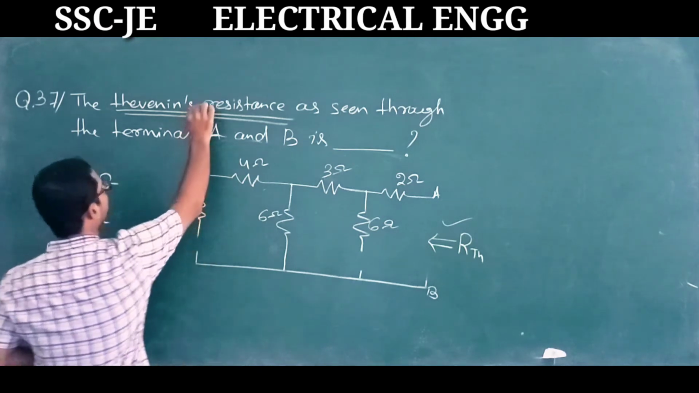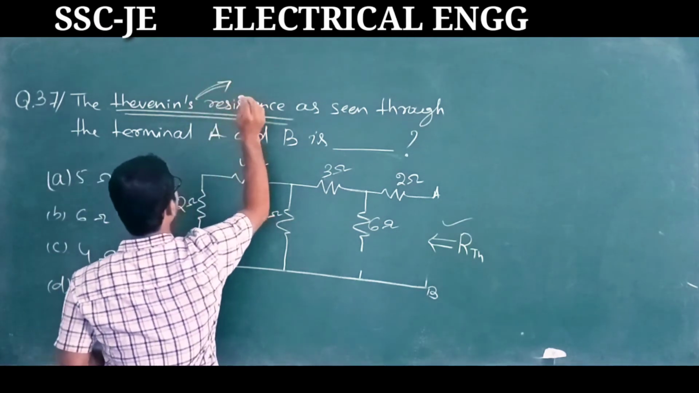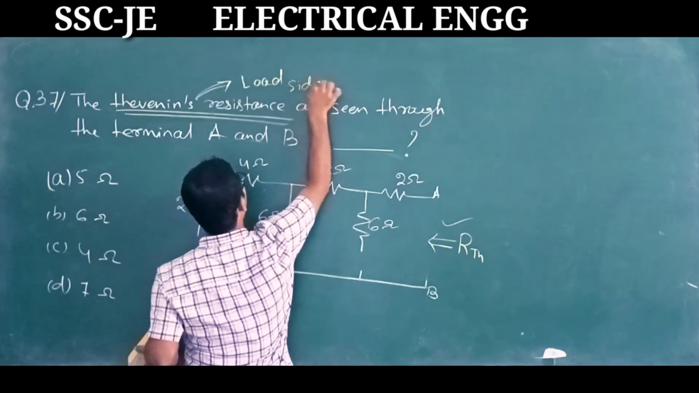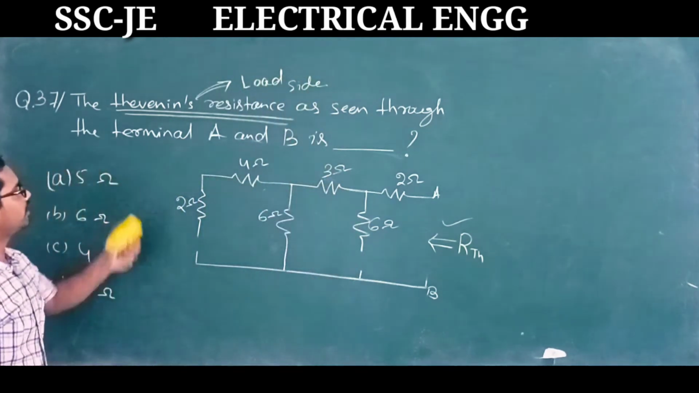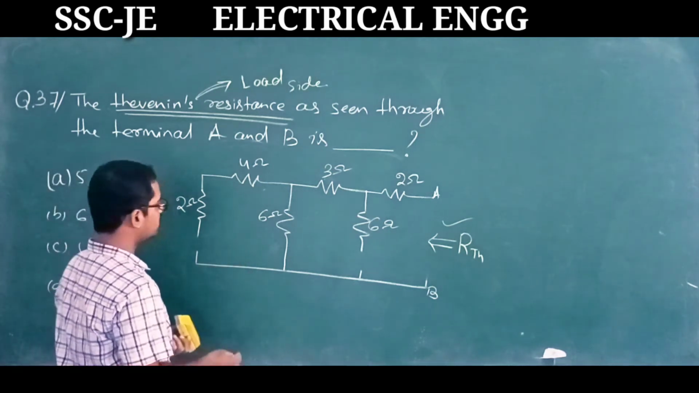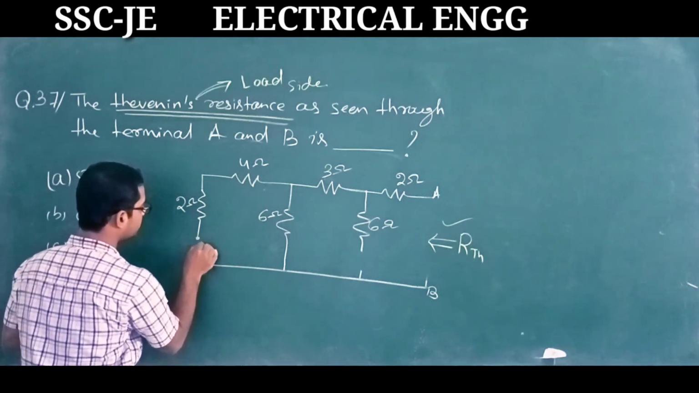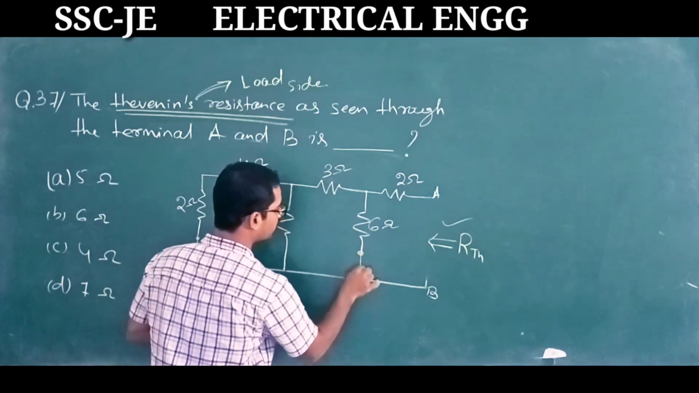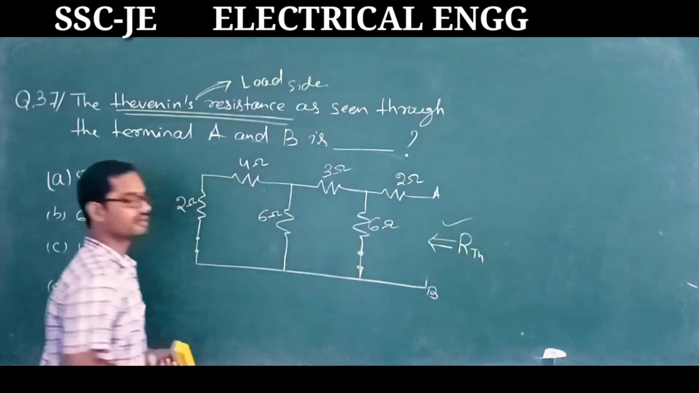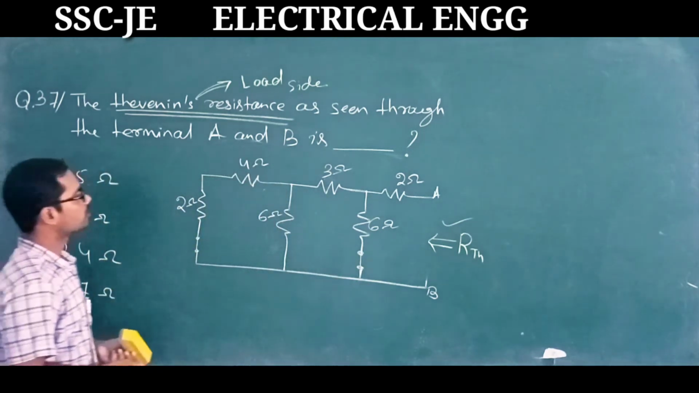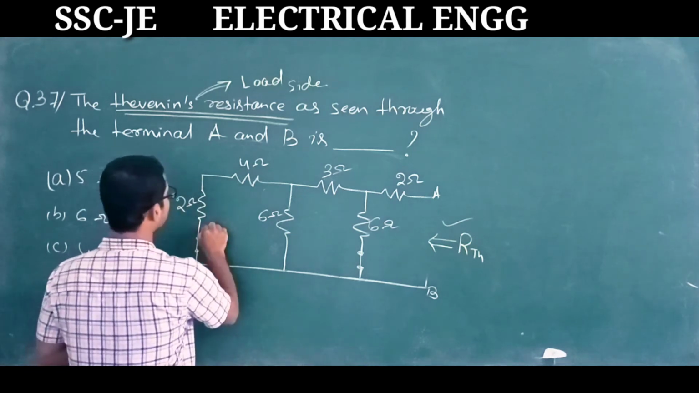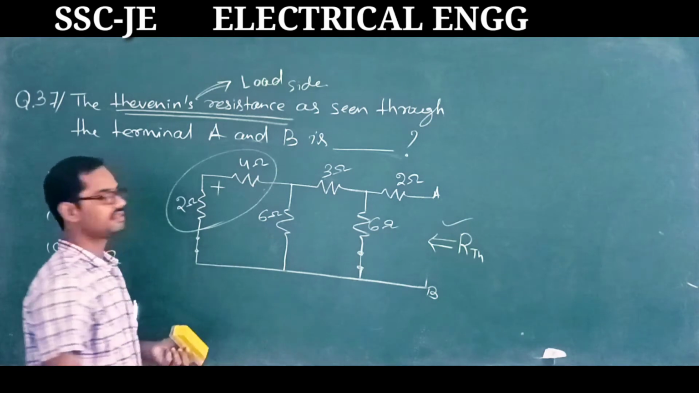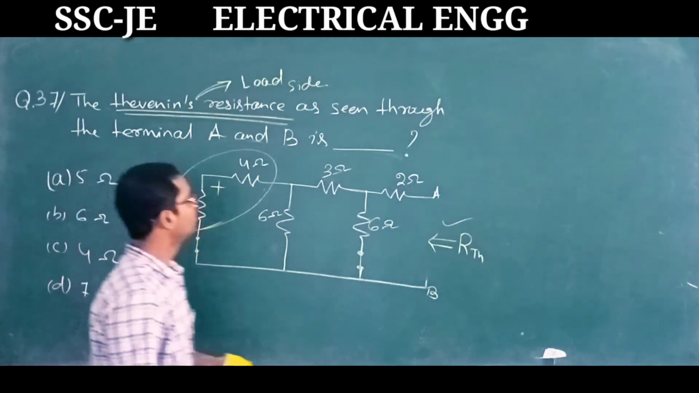And remember that in the Thevenin circuit, it is found from the load side. From the load side, you have to find only the resistance and eliminate the sources. The voltage source will be short circuited and the current source will be open circuited. So here only the voltage source is present, so I am short circuiting the voltage source. So step by step we have to find out. So these two are your series connection.